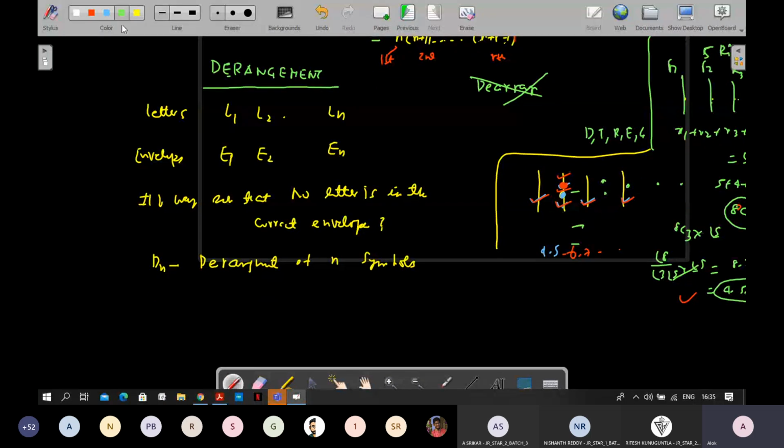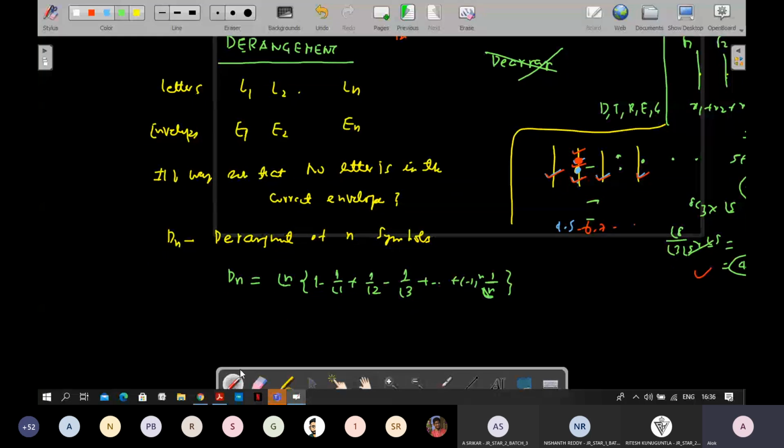Dn has a nice formula coming through pi. So Dn is factorial n, times 1 minus 1 by factorial 1, plus 1 by factorial 2, minus 1 by factorial 3, plus minus, up to minus 1 to the power n, 1 by factorial n. So this kind of answer you will get here. This is your expression for this. I will derive it shortly. So first understand this Dn.